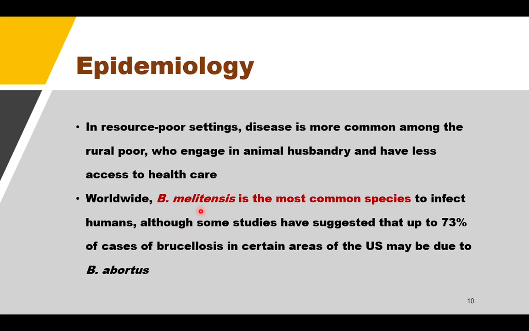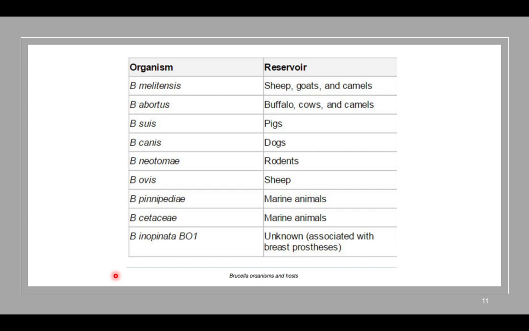As stated earlier, Brucella melitensis is the most virulent out of all the species. It's the most common species that infects humans, although studies have suggested that up to 73% of the cases in certain areas of the US may be associated with the strain associated with cows and cattle. So this table shows you a list of Brucella species associated with human infection and the usual animal reservoir.